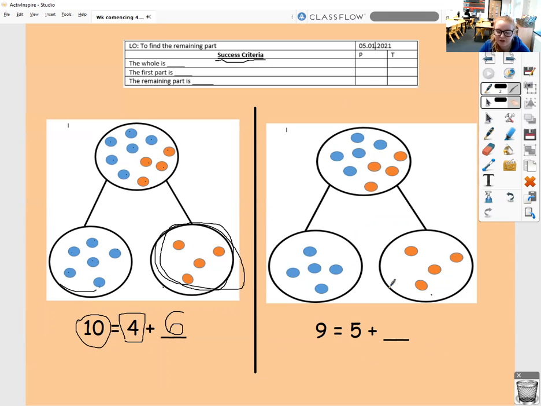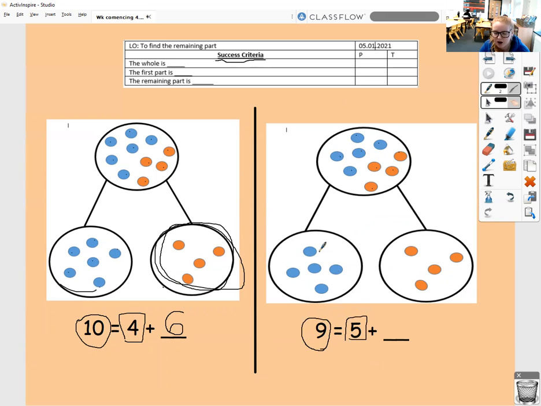Brilliant. So let's see if you've got this one correct. So our whole is, what is our whole? Our whole is 9. Let's check that's right in our part whole model. 1, 2, 3, 4, 5, 6, 7, 8, 9. Our whole is 9. Our first part is 5.